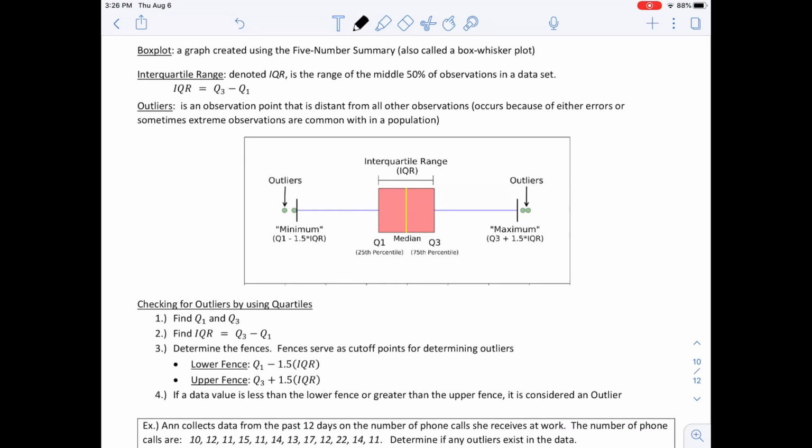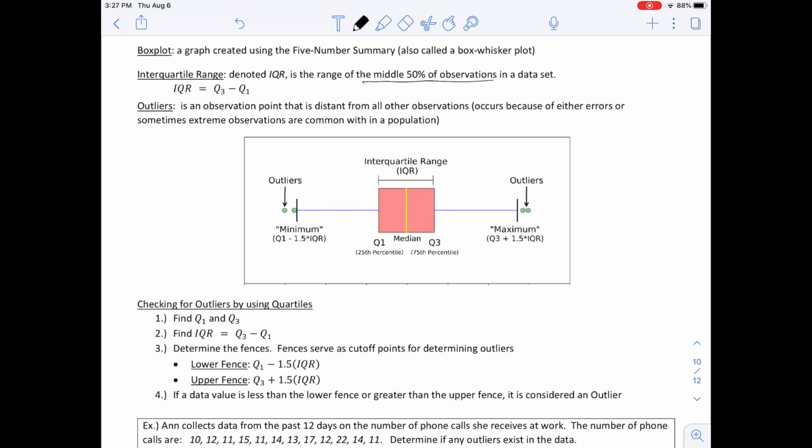The next thing we have is called a box plot. This is a graph created using the 5-number summary. It's also called a box whisker plot. First thing that we have to talk about with this is called the interquartile range, which is denoted IQR. It is the range of the middle 50% of observations. So again, the middle 50% of observations of the data set. And again, subtracting Q3 minus Q1.